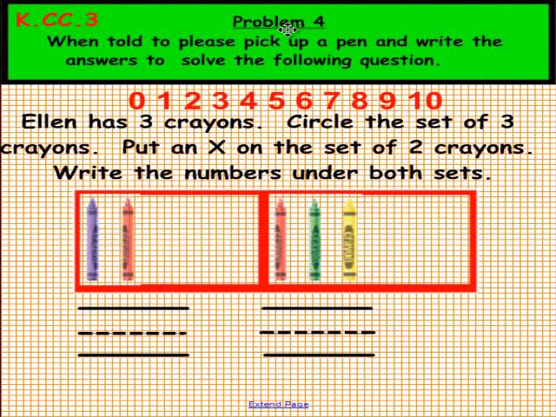Problem 4, the last problem. Ellen has 3 crayons. Circle the set of 3 crayons. Put an X on the set of 2 crayons. Then write the numbers below both sets. So you'd place a number here relative to this set, and you place a number here relative to this set. If you would, please pick up a pen to solve this problem.